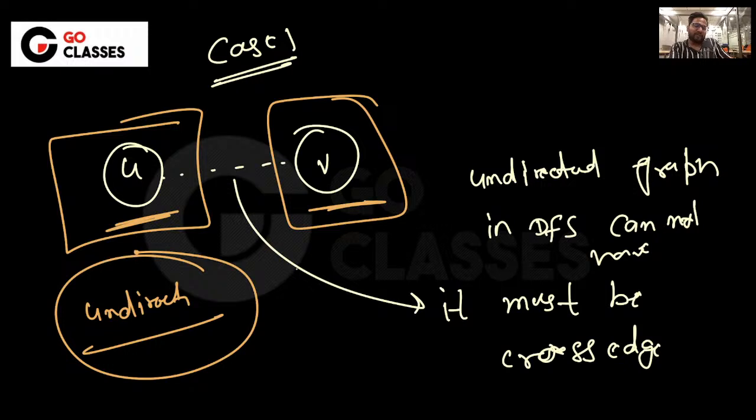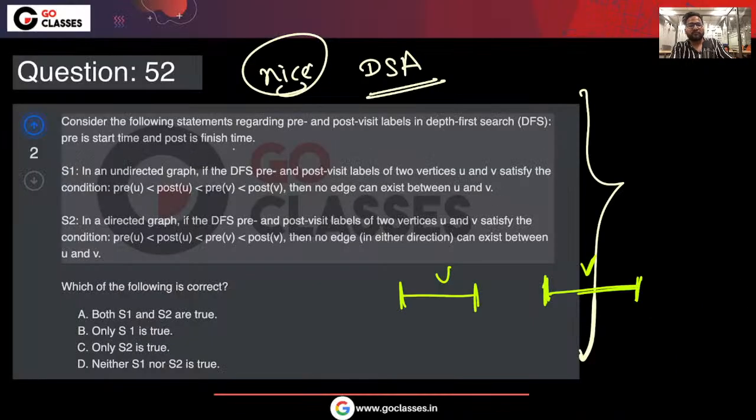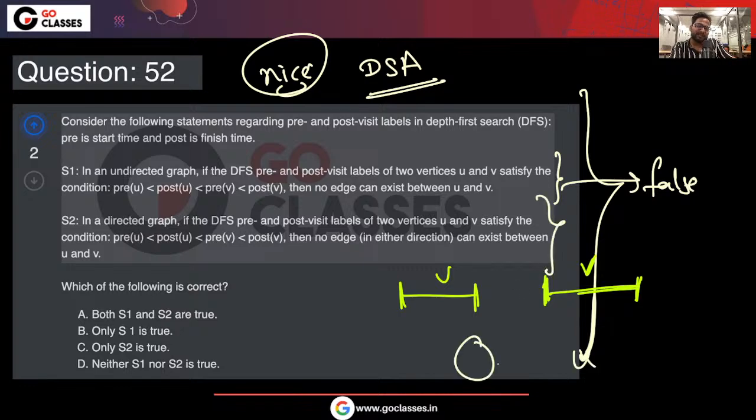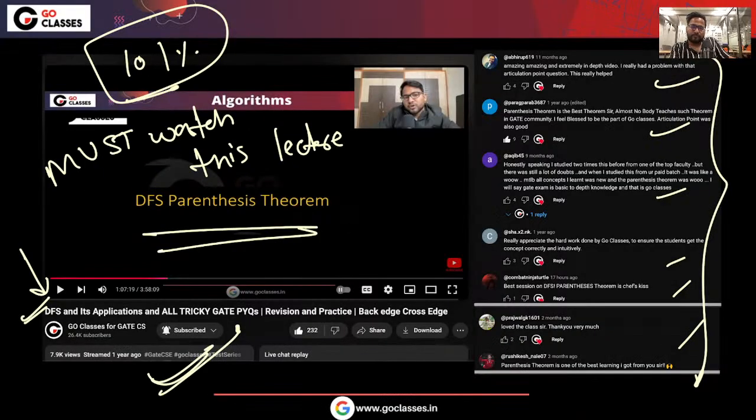So in DFS, a cross edge cannot exist in the case of an undirected graph. That is why the first statement is false. The second statement is true because a cross edge can exist in the case of a directed graph. Let me write here: if it is directed, UV, the cross edge can exist.